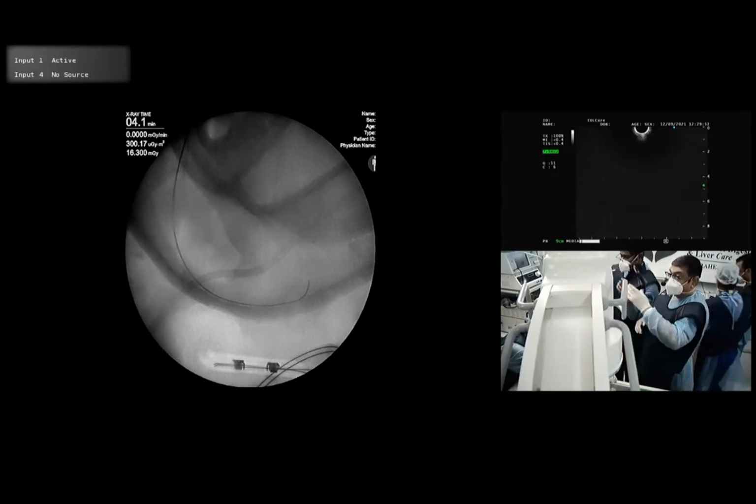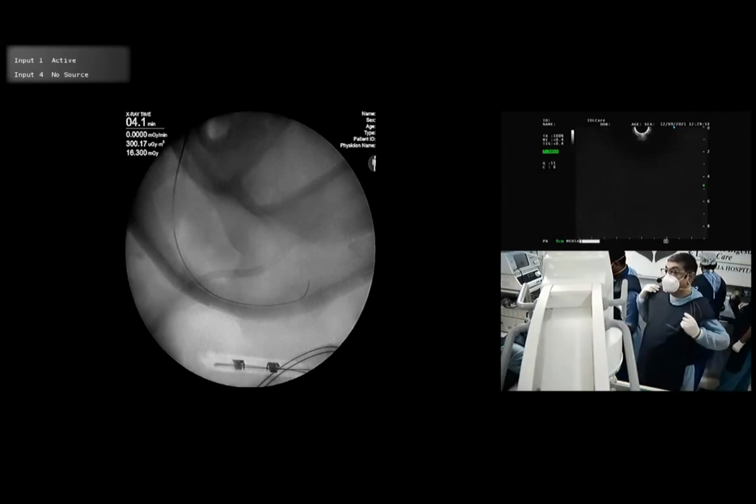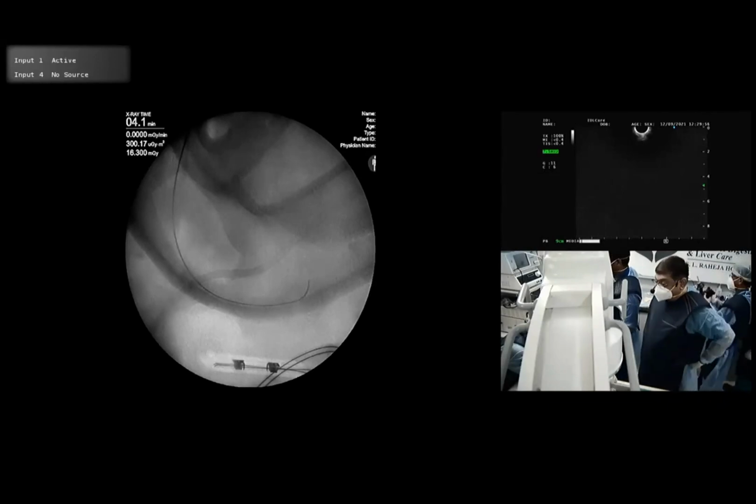So we have done this. Now I'll pass the ERCP scope and try to show you how to catch the wire.